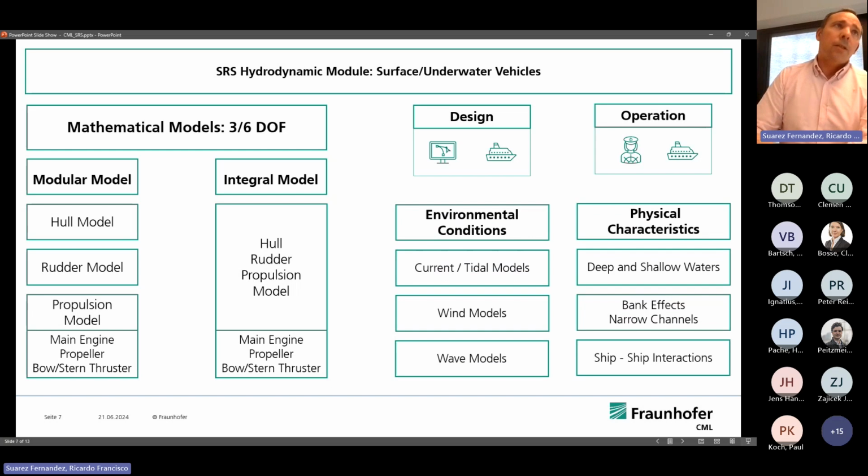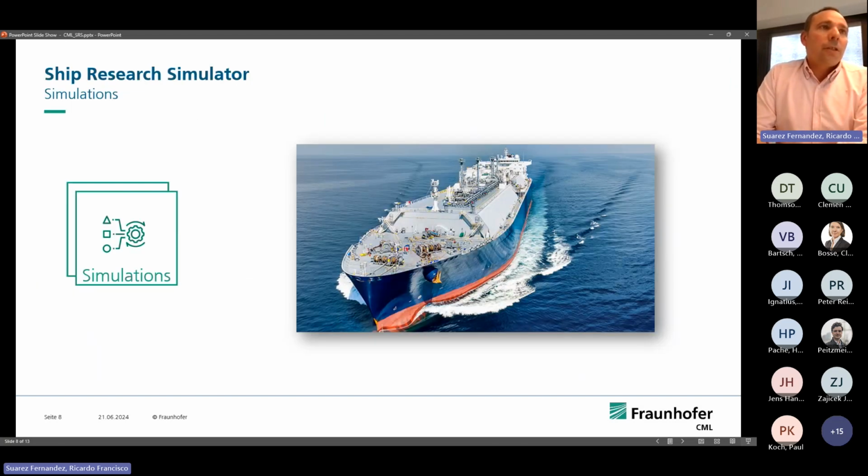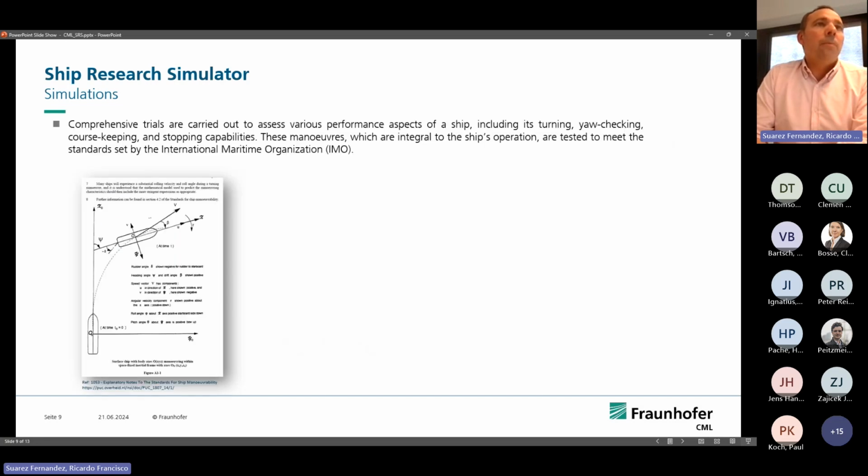At the same time, Ship Result Simulator can reproduce and simulate different environmental conditions like current, tides, wind, and wave models. We can also simulate physical scenarios like deep and shallow waters, bank effects, narrow channels, and ship-to-ship interactions. The simulations that we can carry out with this mathematical model are presented now.